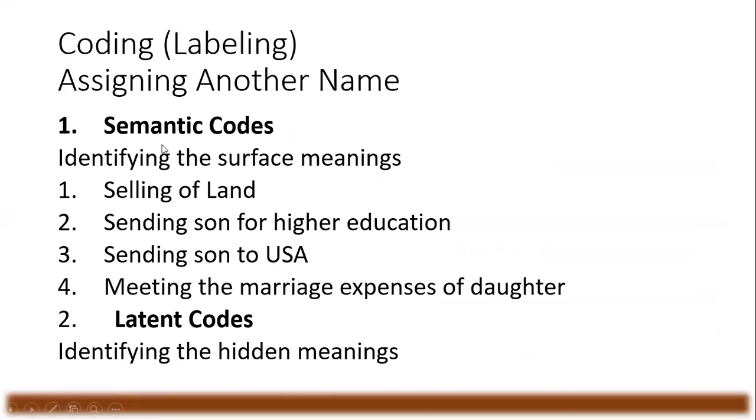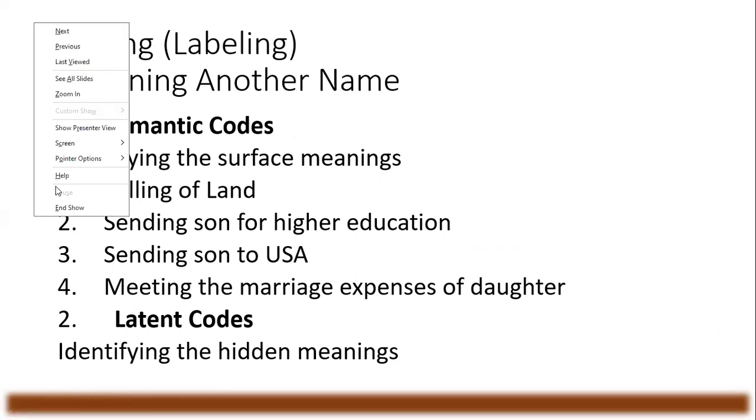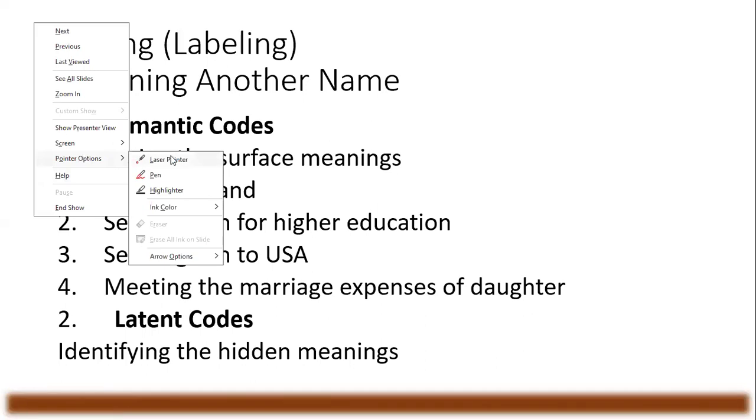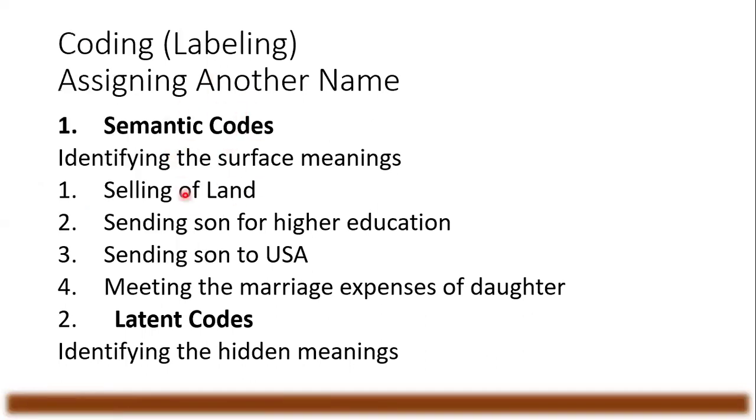So you need to create a coding procedure. There might be different categories of codes, like there may be semantic codes or there may be latent codes. So you need to consider the difference between latent code and semantic code. Semantic codes are basically the surface meaning of your codes.